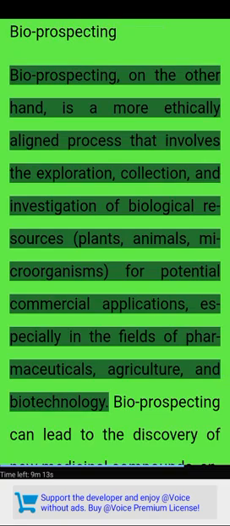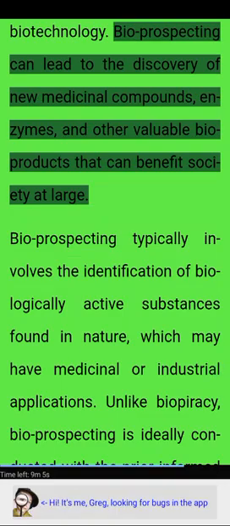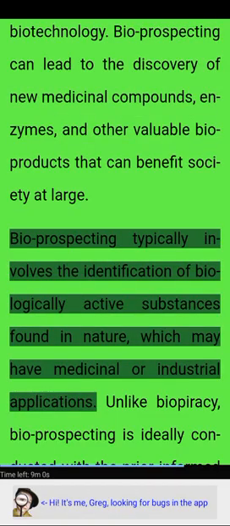Bioprospecting, on the other hand, is a more ethically aligned process that involves the exploration, collection, and investigation of biological resources, plants, animals, microorganisms for potential commercial applications, especially in the fields of pharmaceuticals, agriculture, and biotechnology. Bioprospecting can lead to the discovery of new medicinal compounds, enzymes, and other valuable bioproducts that can benefit society at large. Bioprospecting typically involves the identification of biologically active substances found in nature, which may have medicinal or industrial applications.